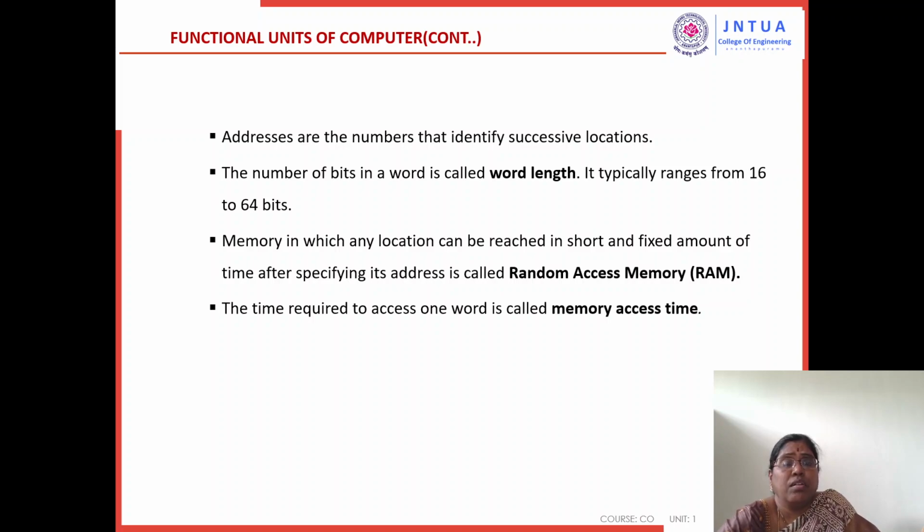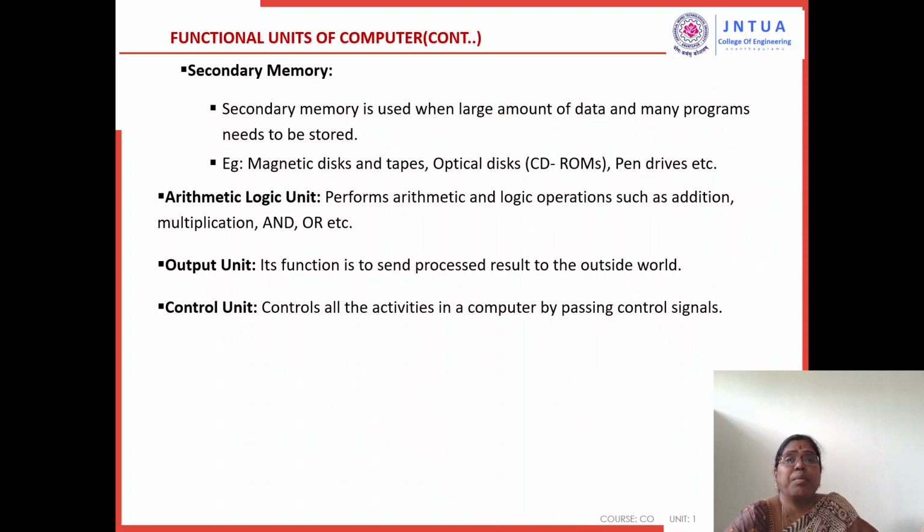How much time is required to access or store a word is called the memory access time. Based on this access time, we can represent the speed of the computer also. Already explained, the primary memory we can call a random access memory, RAM. Secondary memory is nothing but the magnetic disk, optical disk, or hard disk.